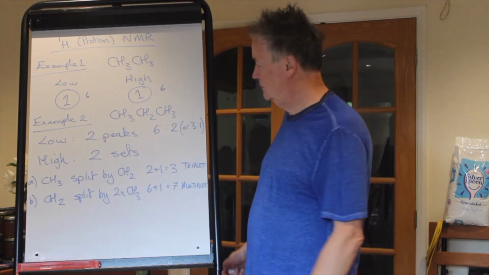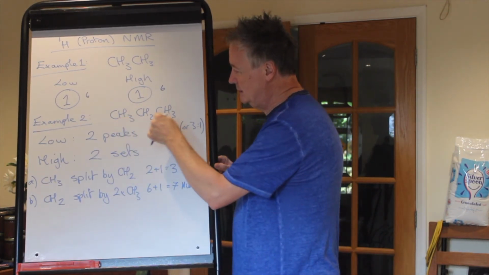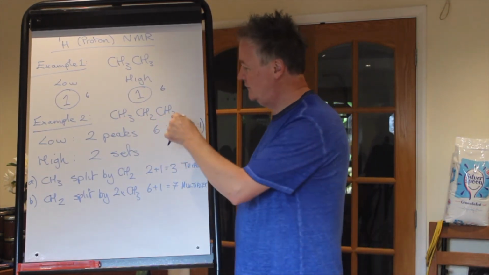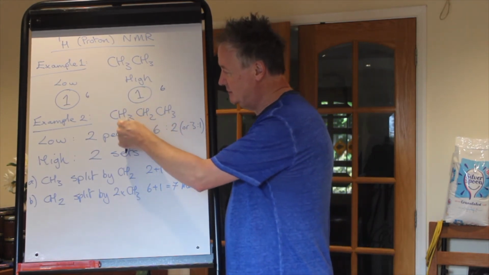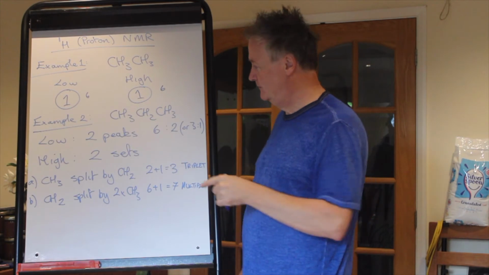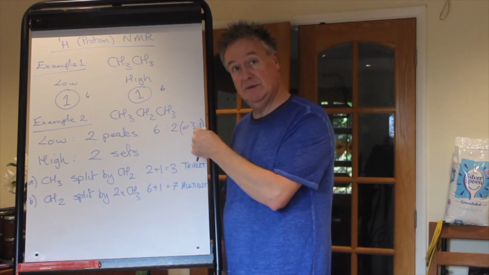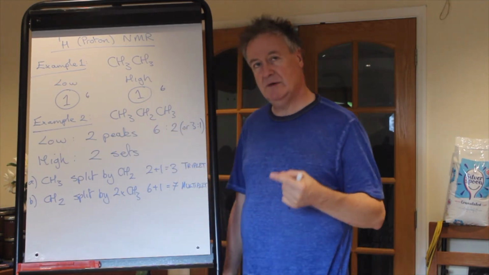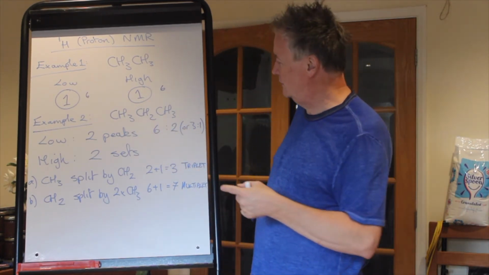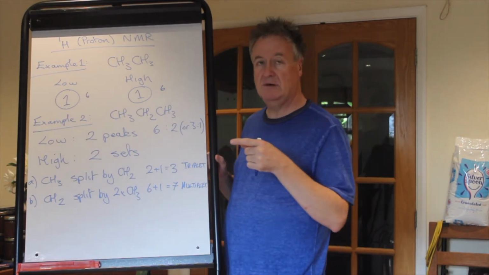Example 2, propane. Not massively more complicated. The CH3 on the end are the same, because they are CH3 next to a CH2 which is central. So that is different to that, so we get 2 peaks. And they will be in the ratio of 6:2, or 3:1 if you reduce it down. In the low resolution, we're not going to go on about low resolution very much, because almost all questions are high resolution questions.